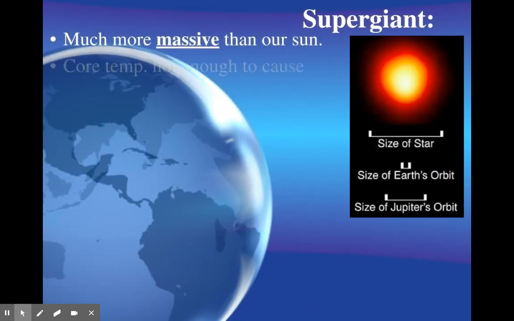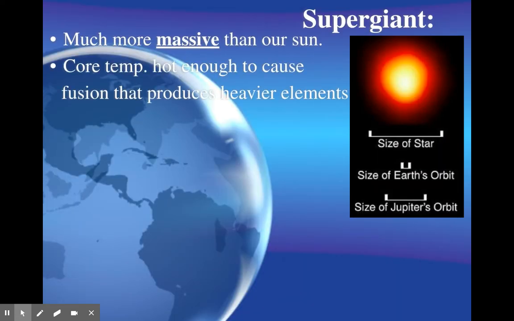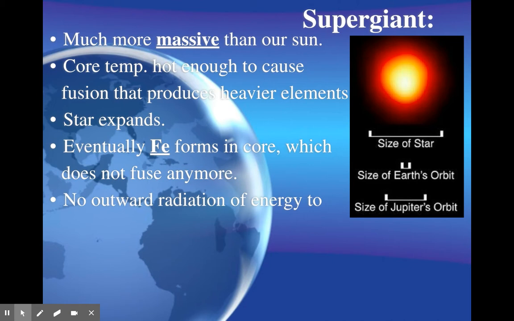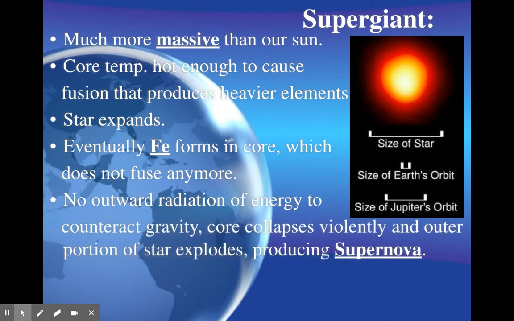So, a supergiant, much more mass than our sun. The core temp is hot enough to cause fusion of products into heavier elements. The star expands. Instead of getting to carbon like a piece of charcoal, it forms an iron core. So basically, it becomes like a giant grenade. It has this metallic core that fusion can't come out of.